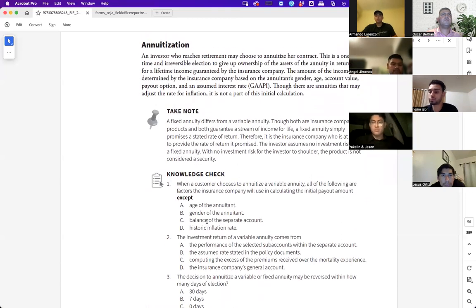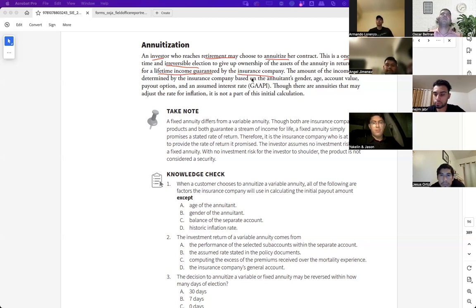And then right here it talks about annuitization. I can never pronounce it. All right, so an investor who reaches retirement may choose to annuitize their contract. Annuitize means that's the day they decide they don't want to work anymore and want to start receiving money from their annuity each month. Okay, this is a one-time and irreversible election to give up ownership of the assets of the annuity in return for a lifetime income guarantee by the insurance company.